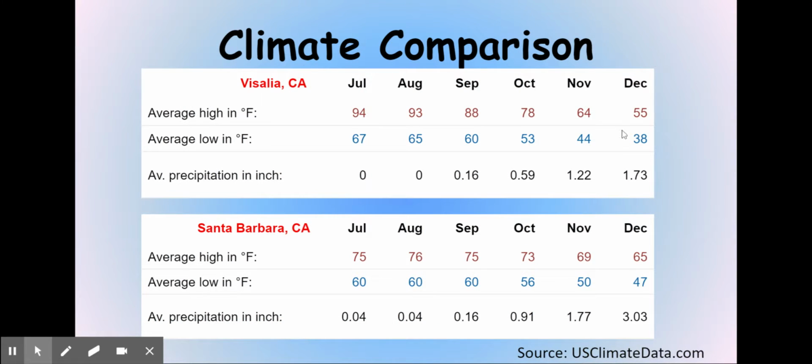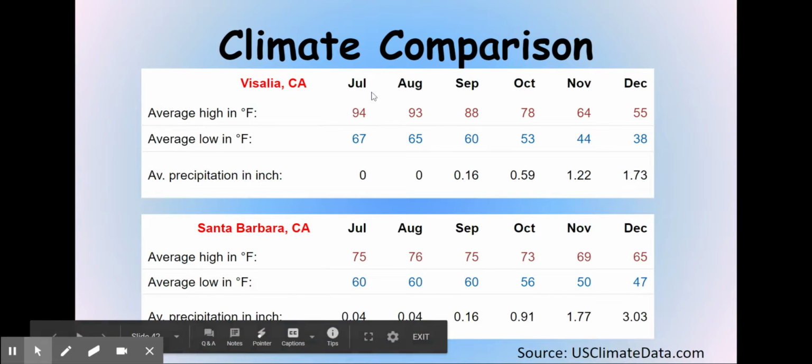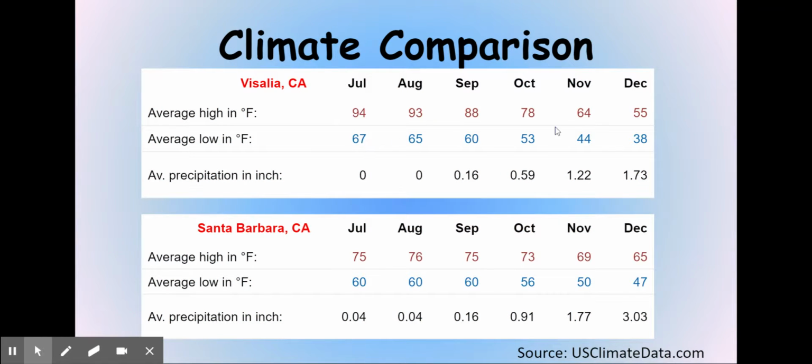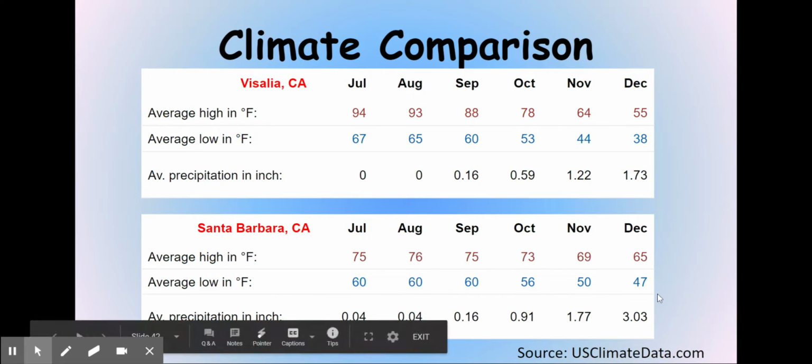So in July versus December, you guys can look at the range in their temperatures. That's the difference between the high and the low, and see that there's a bigger range when you're inland versus when you're on the coast. It doesn't get as hot. Look at all these nice temperatures, and it doesn't get as cold.